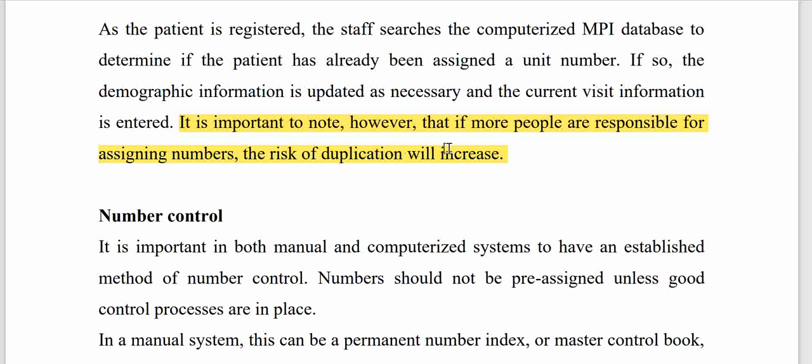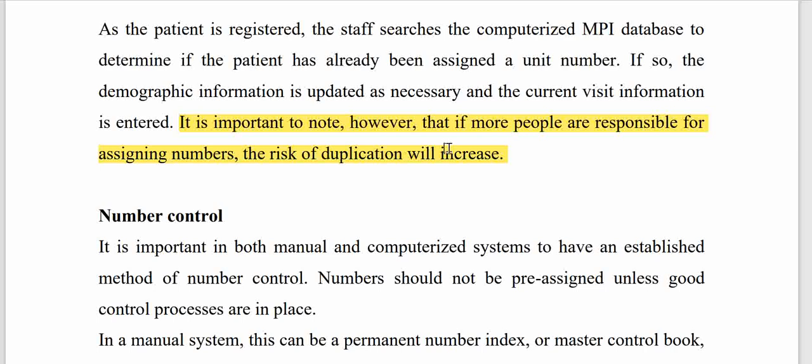All right. Moving forward, let us talk about number control. So if we are able to assign the numbers successfully without any problems, and we are able to monitor them, then of course it's very important to be in a position to control numbers without any complication. So it is important in both manual and computerized systems to have established methods of number control. So numbers should not be pre-assigned unless good control processes are in place.